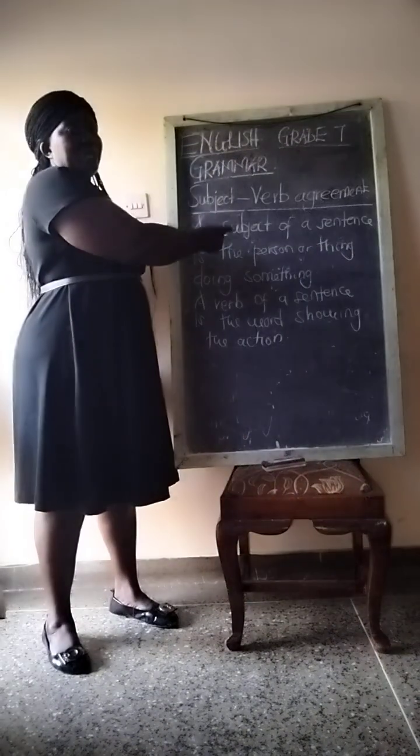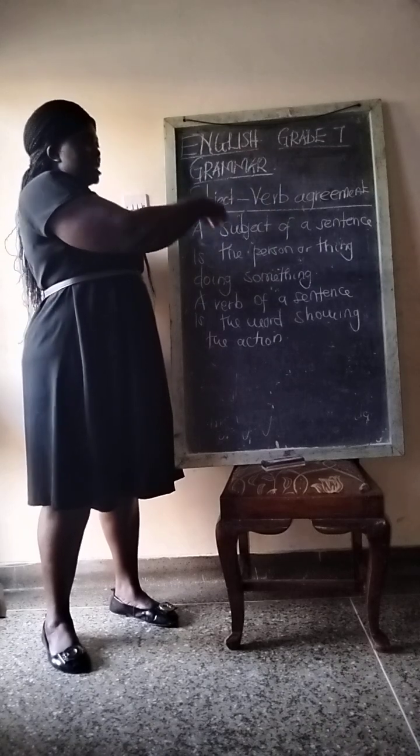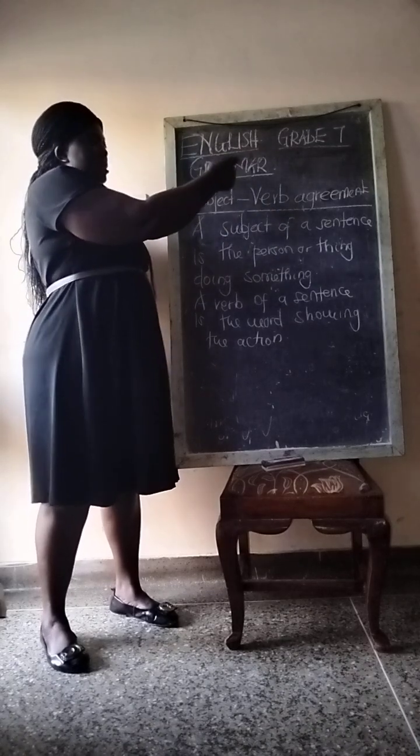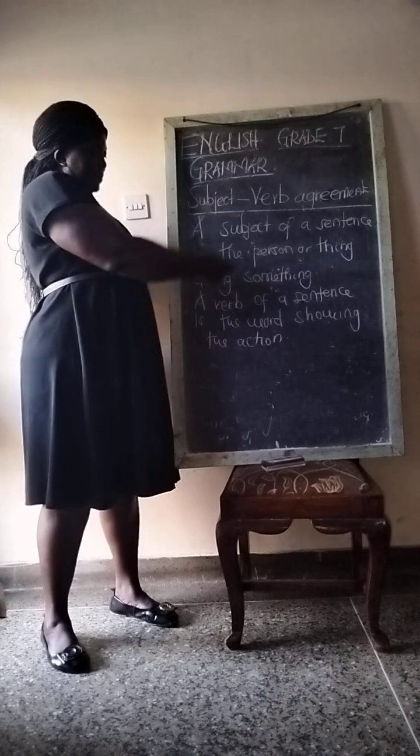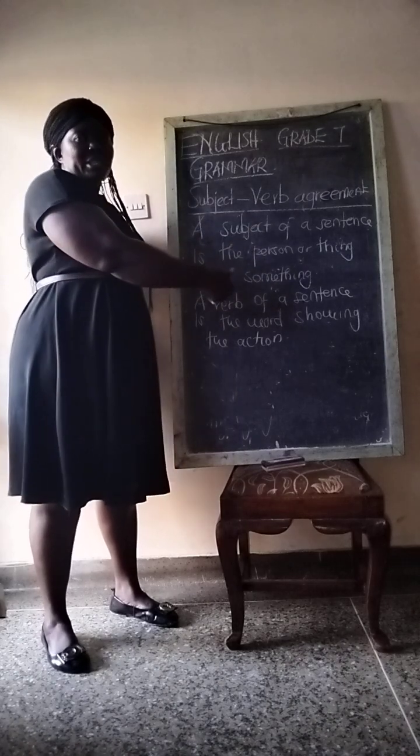But now we have given them in respect to subject-verb agreement, where a subject of a sentence is the person or something or thing doing something. Then a verb of a sentence is the word showing the action.